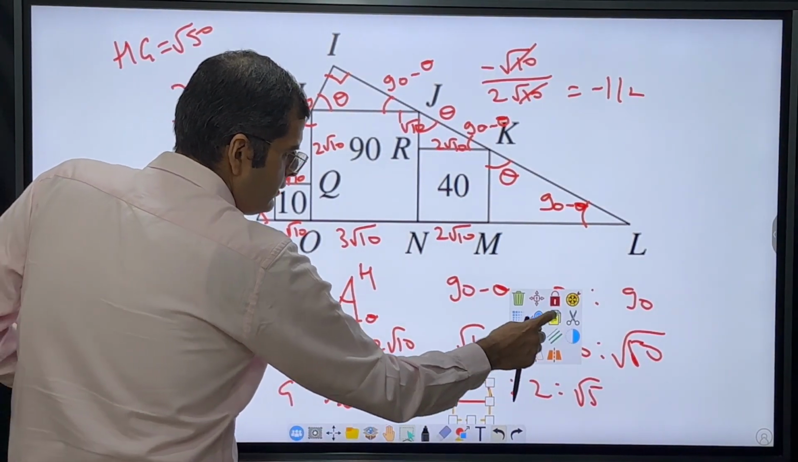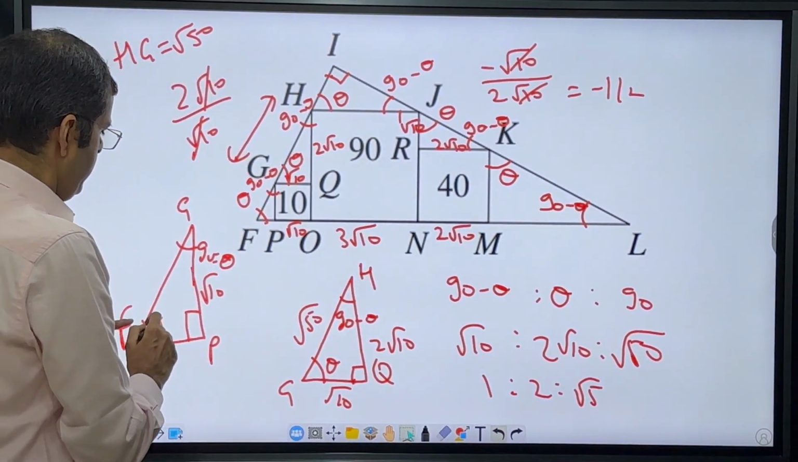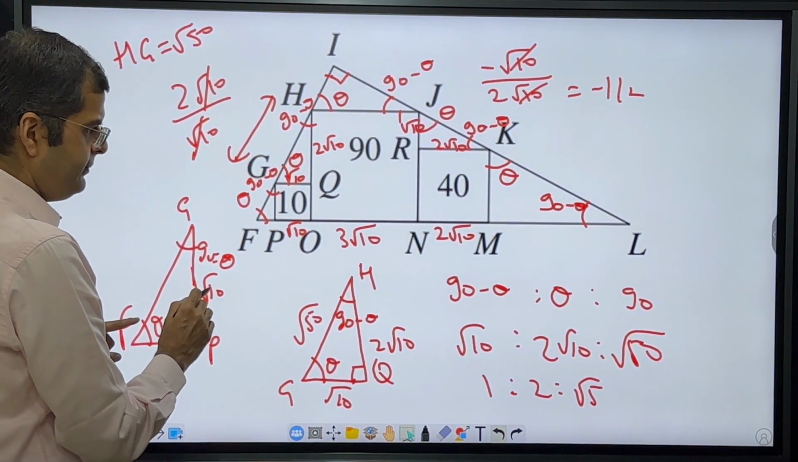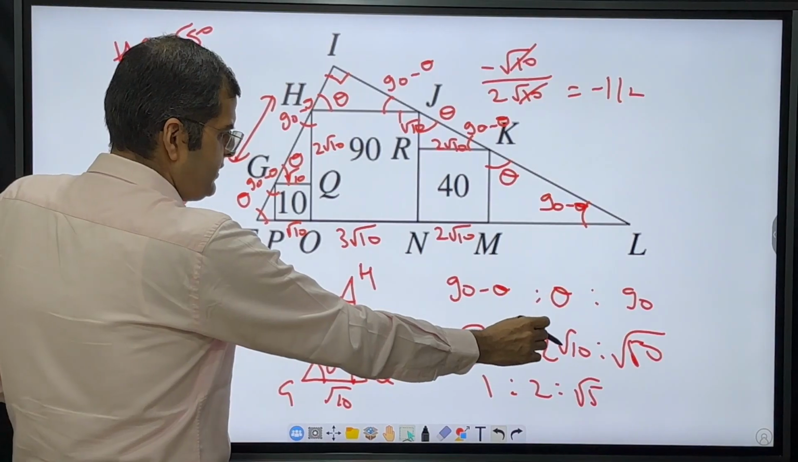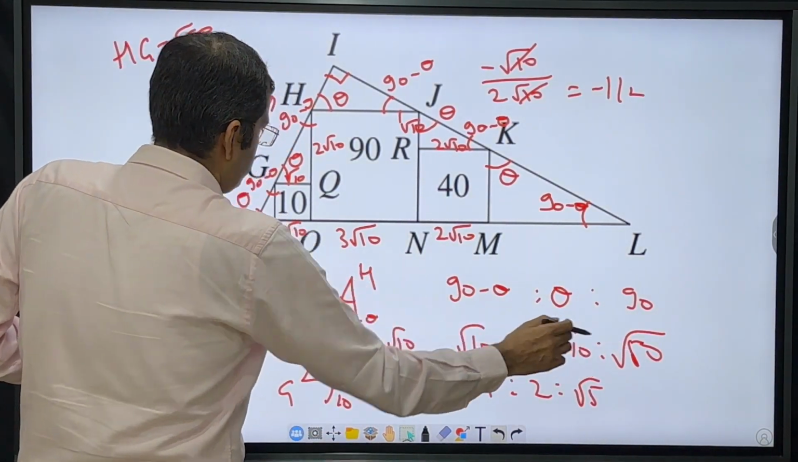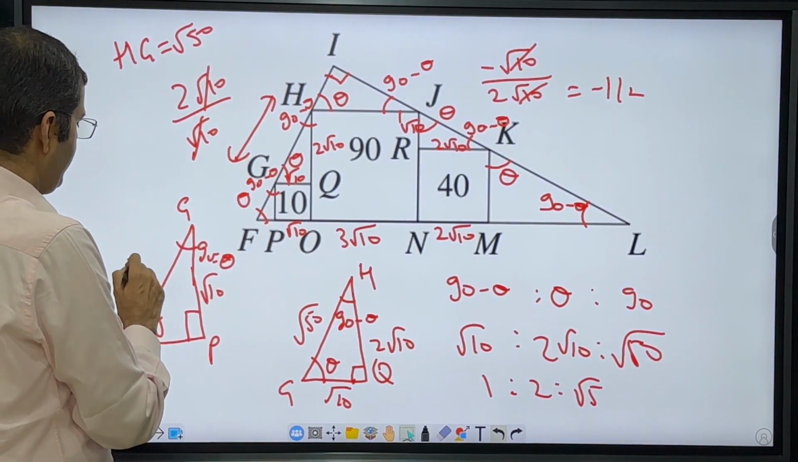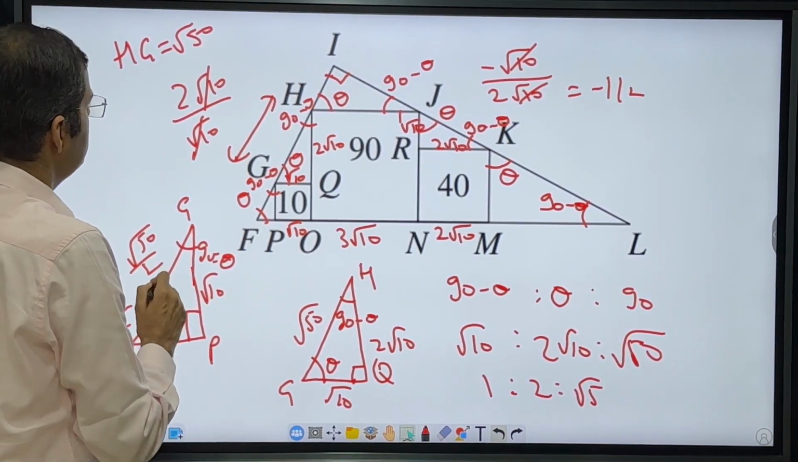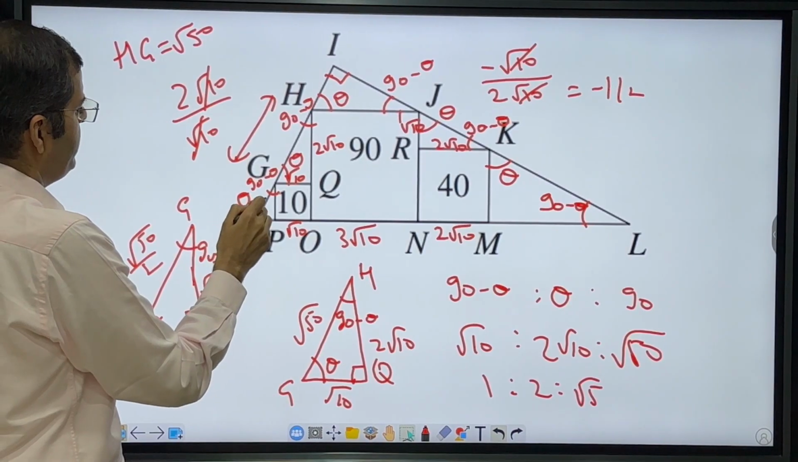It has to be in the same ratio. Here the side opposite theta is root 10. Here the side opposite theta is 2 root 10. So the side opposite 90 has to be half of that, so root 50 by 2. So GF has to be root 50 upon 2.